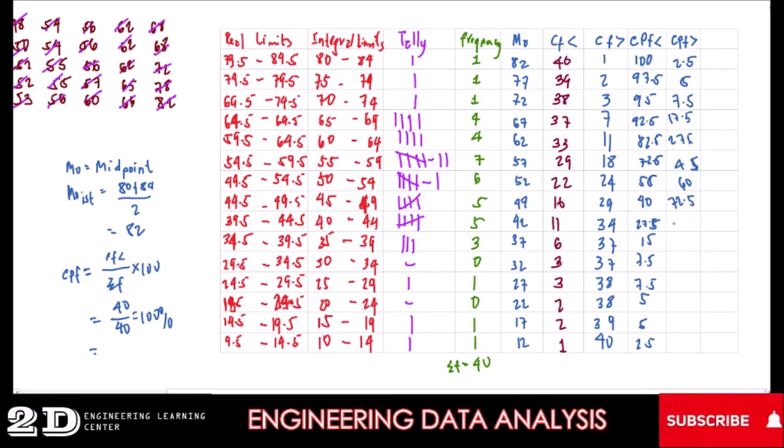Then we have 34 divided by 40. So this is 85. Then we have 37 divided by 40. So 92.5. Same, 92.5. Then we have our 38. So 38 divided by 40, that is 95. So we have 95 for 38, 97.5 for 39, and for 40 this is 100%.